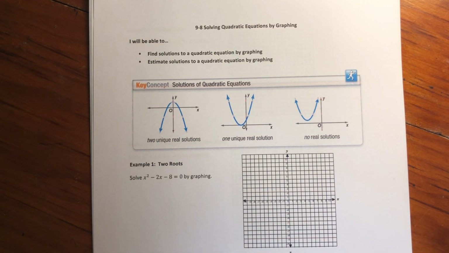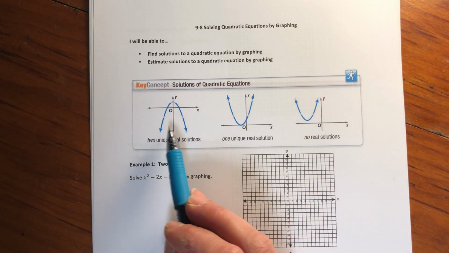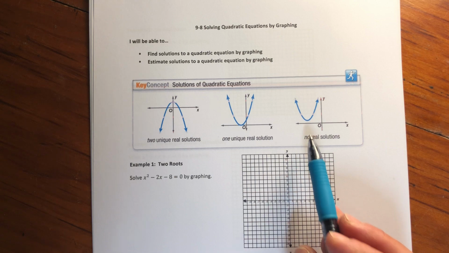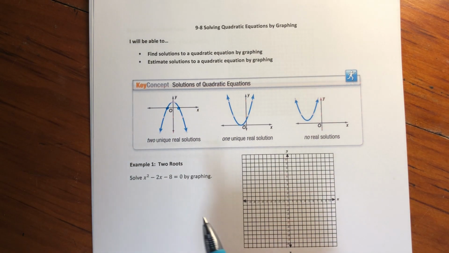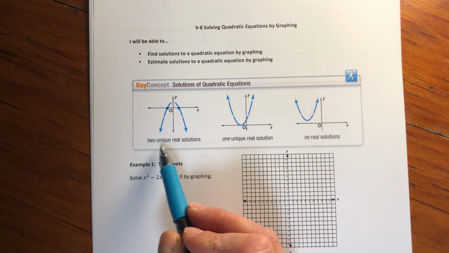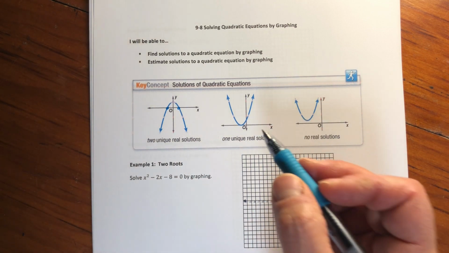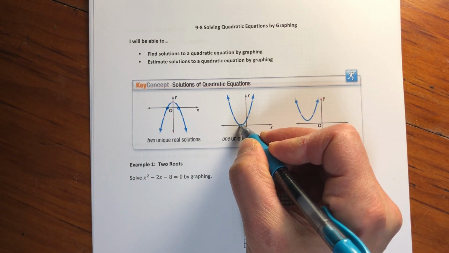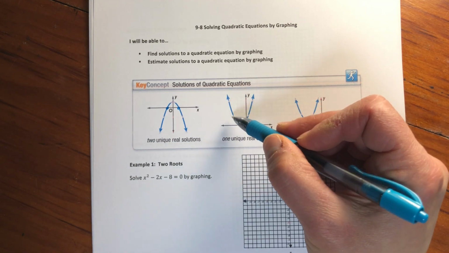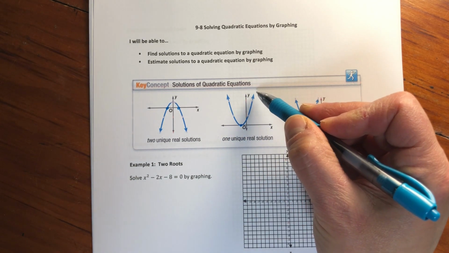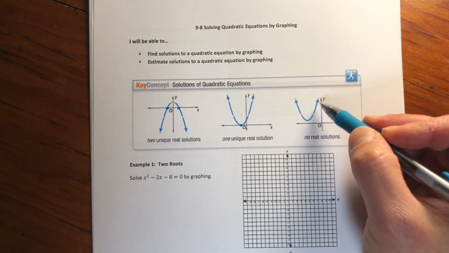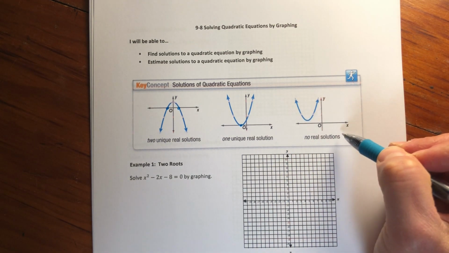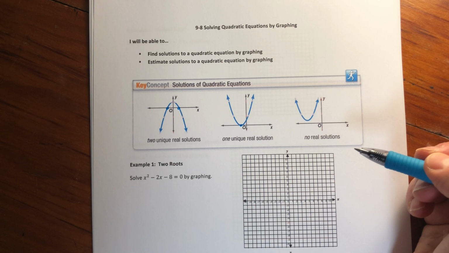So now, if we think about the solutions for the quadratic equations, if you look at those three examples, they are different. This parabola crosses the x-axis twice, and that means that it has two unique real solutions. This parabola crosses the x-axis once. Well, it doesn't really cross. What happens is it gets to the x-axis and then it bounces back. So this has one unique real solution. And if the parabola does not cross the x-axis, that means that it does not have a real solution.